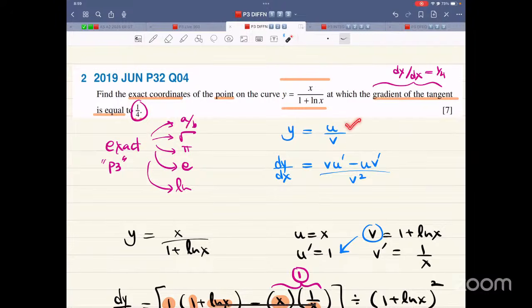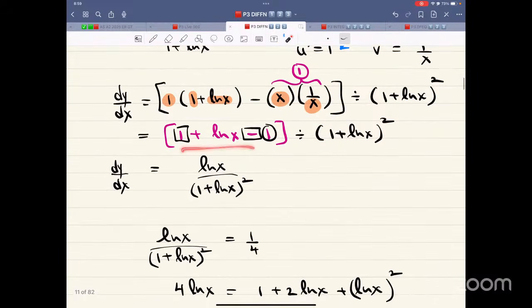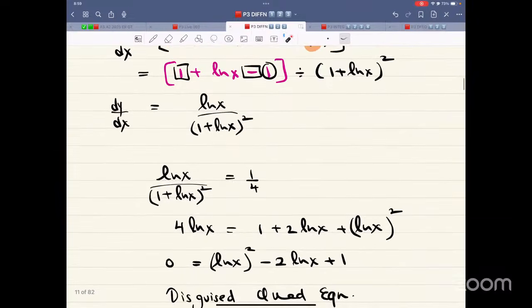The quotient rule is u over v. The u is the numerator, v is the denominator. We start with v, that is v u prime minus u v prime, divided by v square. Look at the working. u is x, u prime is 1. v is 1 plus ln x, v prime is 1 over x. So now 1 plus ln x into 1, minus x into 1 over x, divided by v square. First, simplify the numerator. I have a habit of writing this on the sidelines. I don't want any mess-ups.